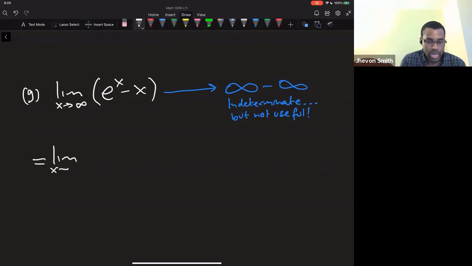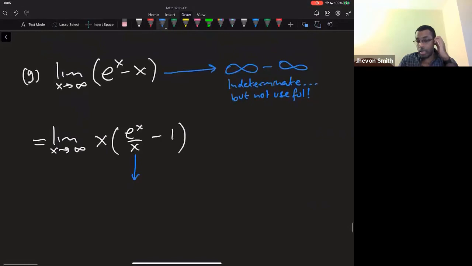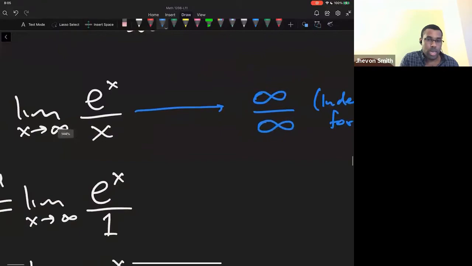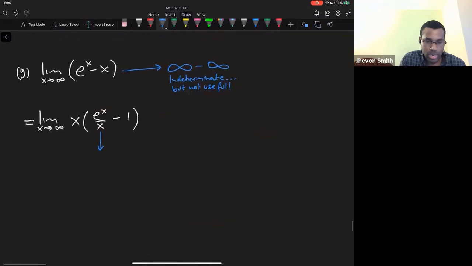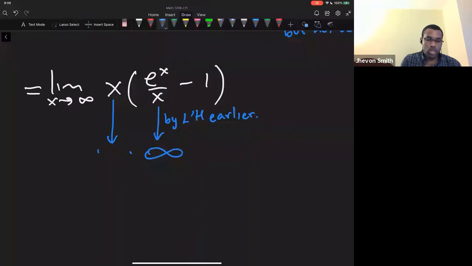So what I can do here is factor out x. Here I would have e to the x over x. So I multiply and divide by x over x, but I just put the division inside. And I would have that. Now, this guy, e to the x over x as x approaches infinity, we have actually seen that before. This was in a previous example. So by L'Hopital's earlier, we know that this approaches infinity. And x, we also know, is approaching infinity. So here we have infinity times infinity.